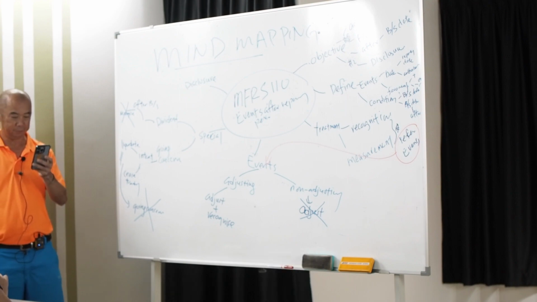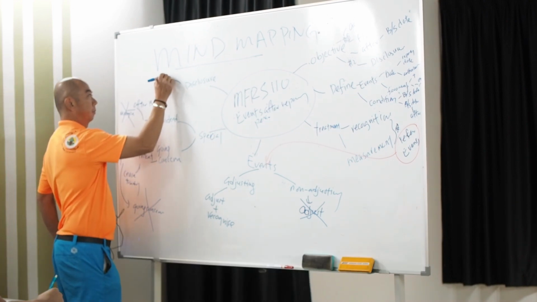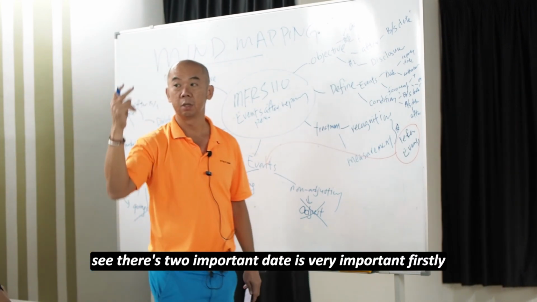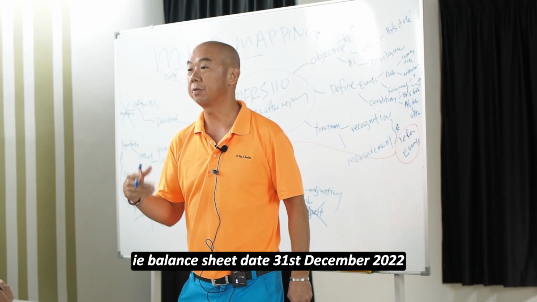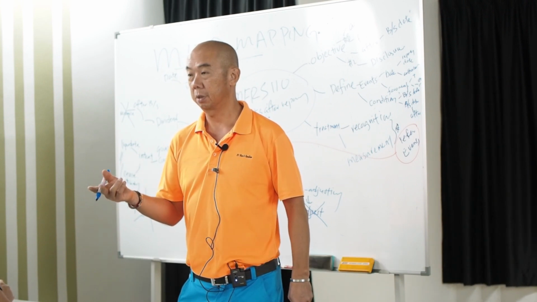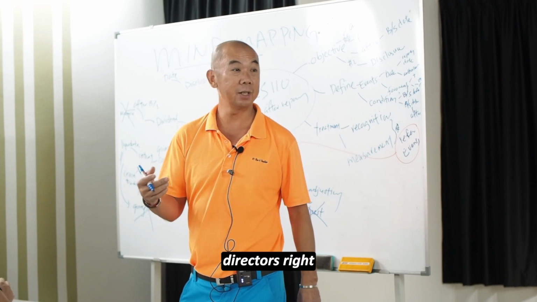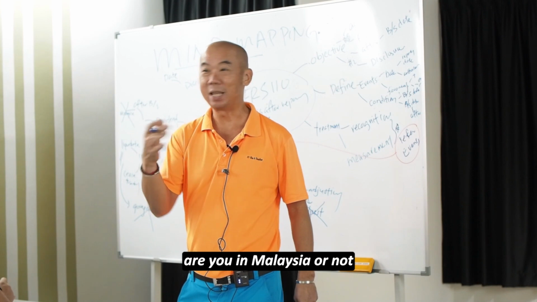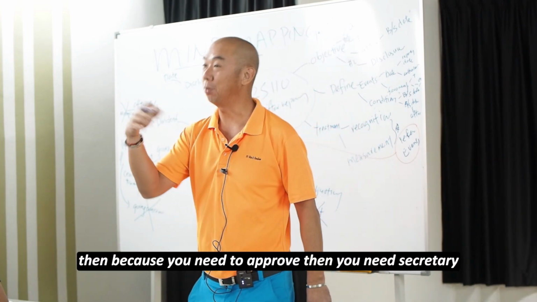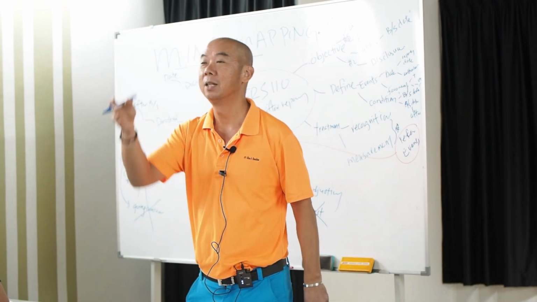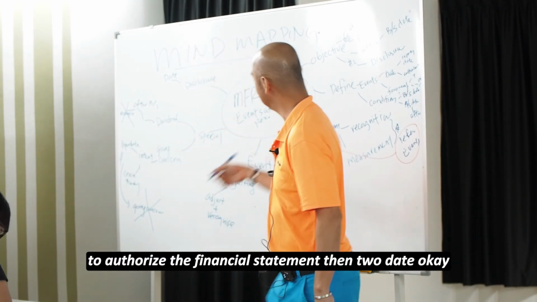Then, disclosure. Date of authorization, they mentioned authorized date. See, there are two important dates, very important. First thing, when we prepare audited financial statements, first is the reporting date, okay? I.e. balance sheet date, 31st December 2022. Authorization date, normally after the audit, when you finish the audit, you always call directors, right? And ask, are you in Malaysia or not? Blah blah blah. Can you show me the passport? You call like this, because you need to approve. Secondly, we need to prepare resolution, right? Director report. Director minutes to adopt and authorize the financial statements. There are two dates. Okay, understand or not?